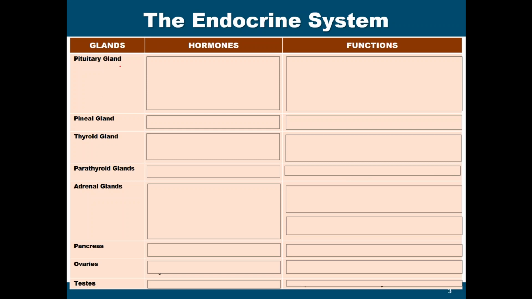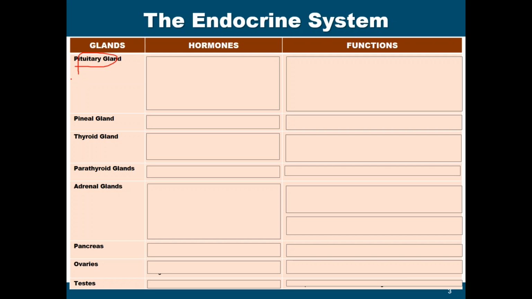So first we have the pituitary gland. The pituitary gland is a very important gland because it is actually what we call the master gland, because the pituitary gland is the one that stimulates the other glands of the body to produce the hormones. Which means to say that if there is damage to the pituitary gland, the other glands of the body will not be able to produce the hormones.